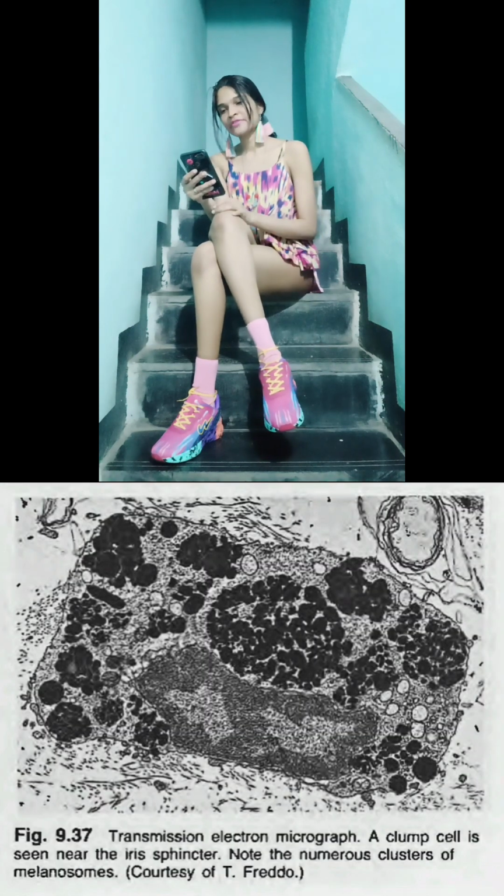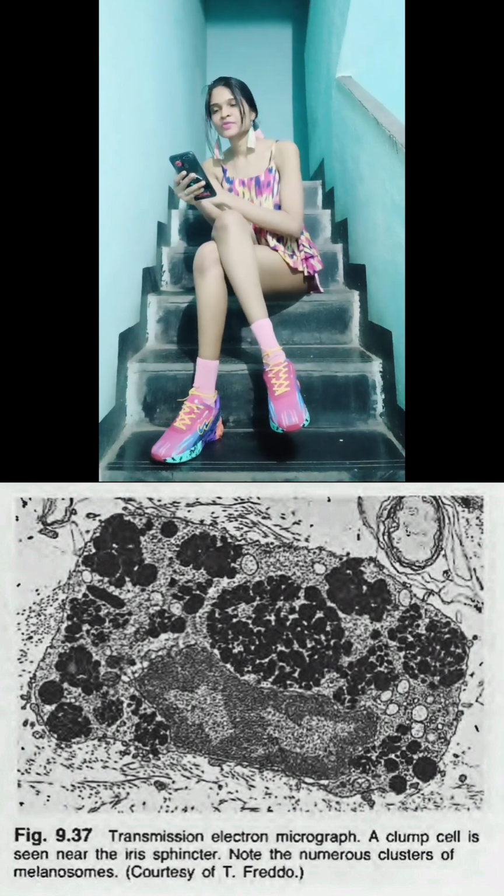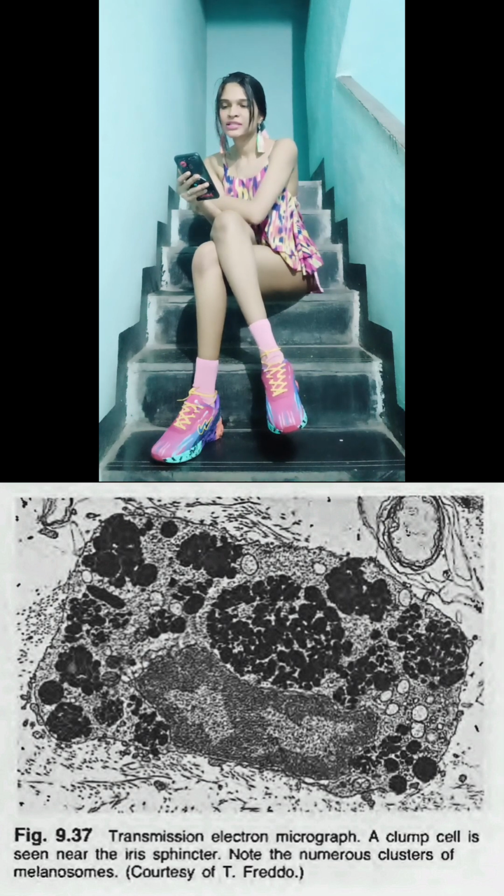Figure 9.37. Transmission electron micrograph. A clump cell is seen near the iris sphincter. Note the numerous clusters of melanosomes. So the clump cell is seen near the iris sphincter, as I have already mentioned, clump cells are abundantly found around the pupillary margin, that is around the iris sphincter, and you can see numerous clusters of the melanosomes.